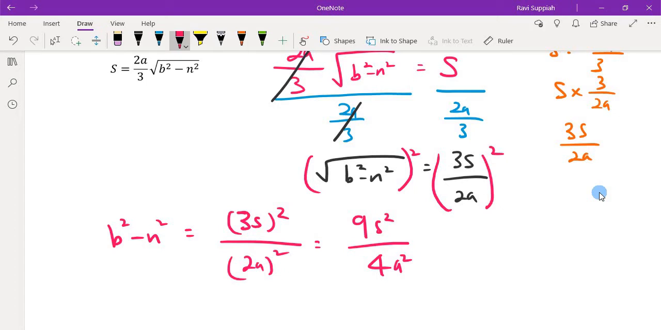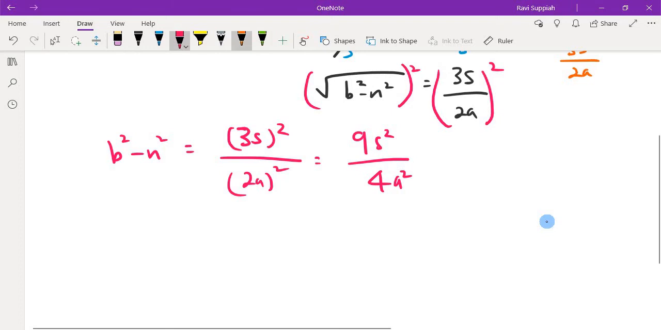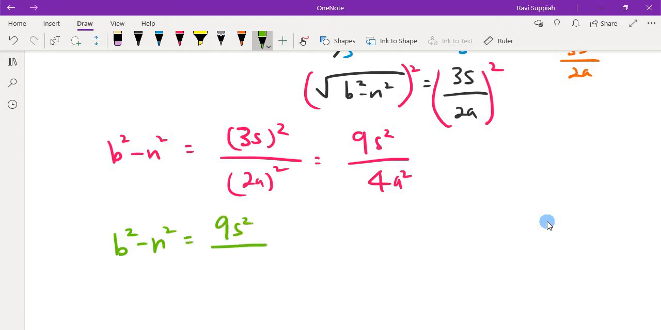Alright, now let's rewrite that last equation one more time just to see how it looks. So I have b squared minus n squared equals 9s squared over 4a squared. Alright, since we want n to be the subject of the formula, we know that eventually what we want is n must be equal to something, correct? And whenever we want to rewrite the equation such that one of the variables is the subject of the formula, it has to be in the positive form, correct? So I want n to be positive, but currently here it is negative.